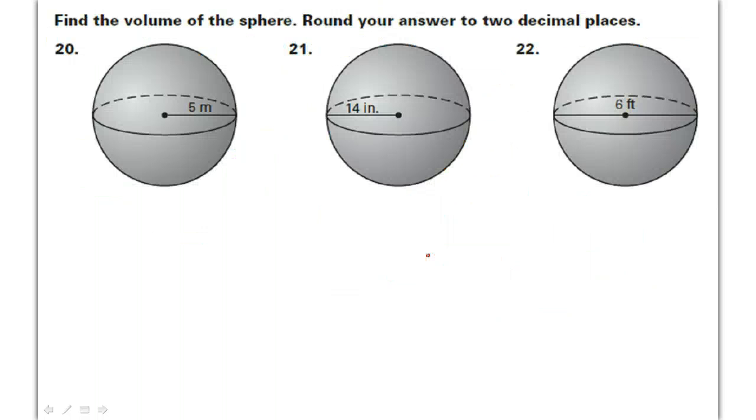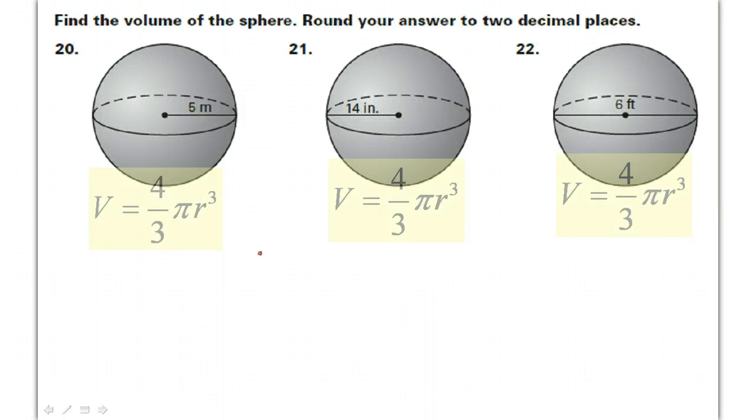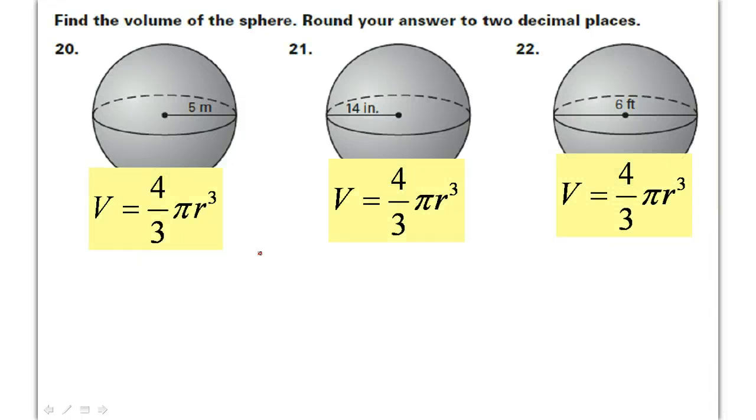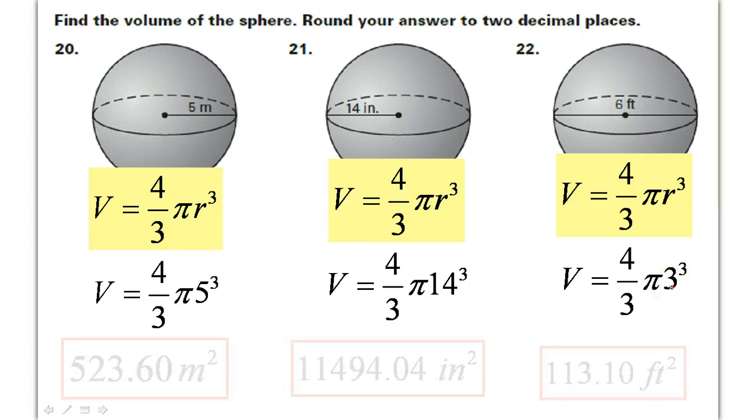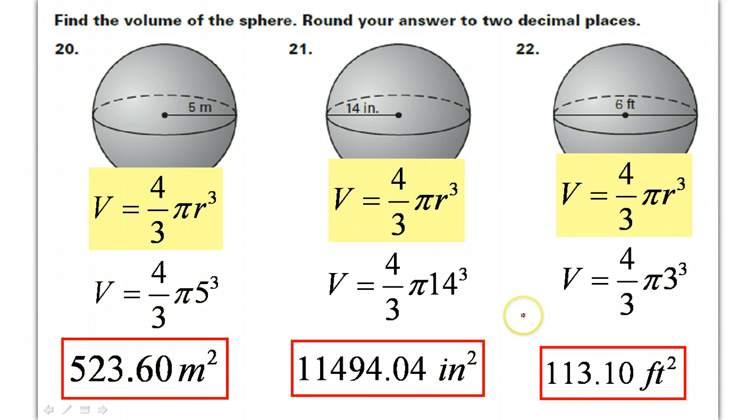All right, I'm going to give you 60 seconds to do these 3 problems. All right, so we're finding the volume, so we should be using this formula for all of these problems. Substitute in the radius. Again, on number 22, notice that 6 is not the radius. Do not substitute 6 into the formula. 6 is the diameter, the radius is 3. Don't make that mistake. So these should have been the answers for 20, 21, 22. Check your answers. Any questions on these 3?